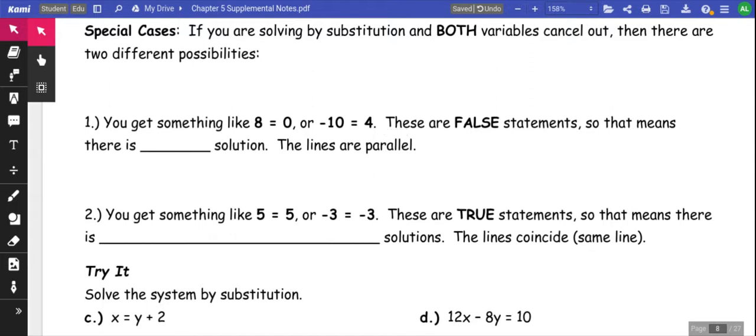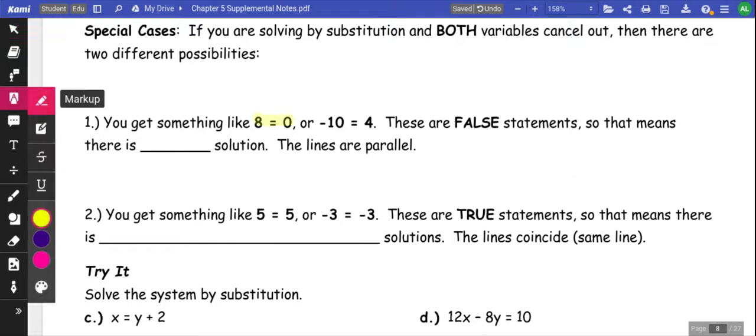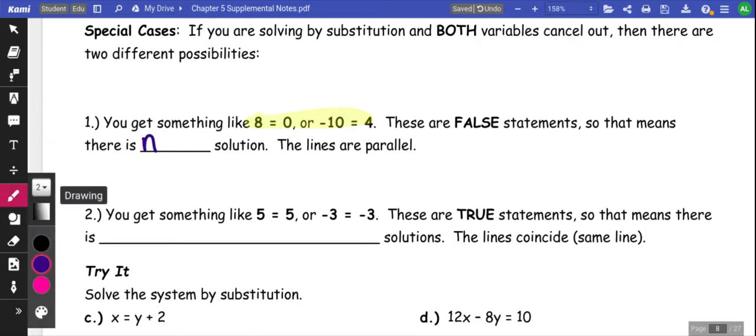Right? So here, this is all kind of saying the same thing. When you are solving and both of your variables cancel out, there are 2 different things that are possible. If you get an untrue statement, like 8 equals 0 or -10 equals 4, that means there is no solution because it's not true. Okay, that's when you have your 2 parallel lines.